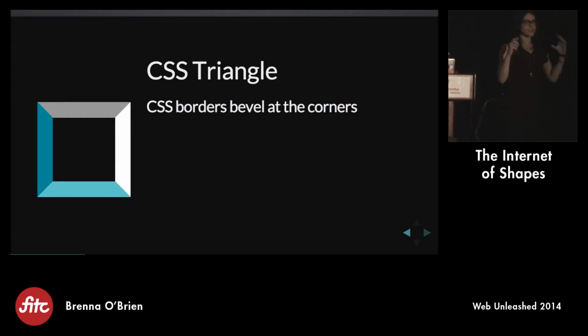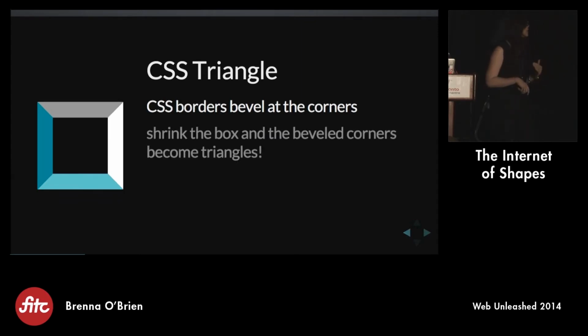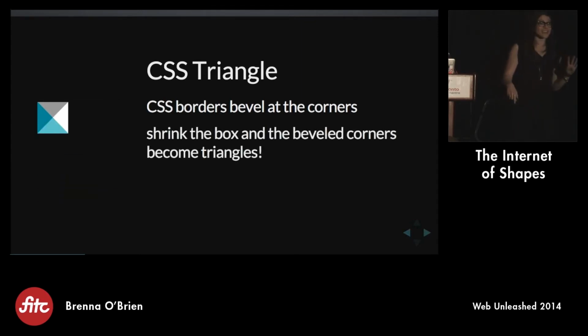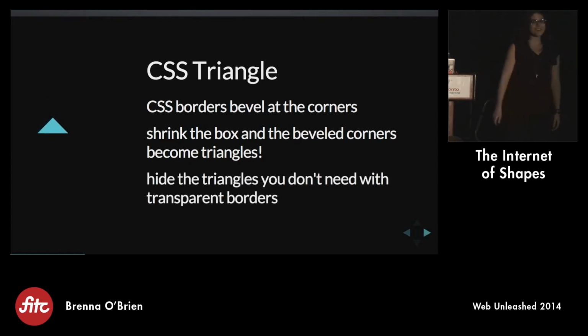And then if you go ahead and shrink that black box, the element inside, to 0 width and height, you end up with 4 triangles, just because of these borders. And then we're going to use a transparent border on 3 out of the 4 to hide the ones that we don't want, and then you're left with a triangle.